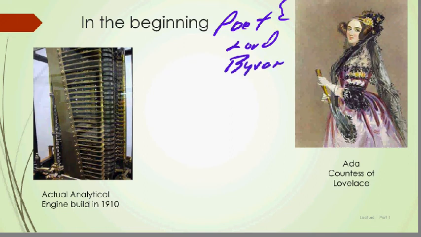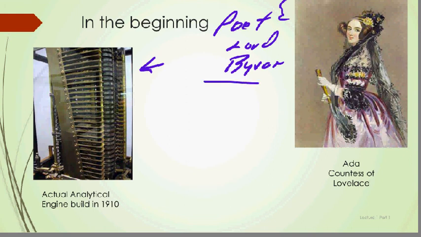Lord Byron's daughter. Ada, the Countess of Lovelace, and Charles Babbage struck up a friendship, and they talked a lot, and she became fascinated with his ideas of his analytical engine. Over here on the left, you actually see a working analytical engine that was built in 1910. Charles Babbage never saw one working. He just had the plans for it, and they used his plans to build this one.